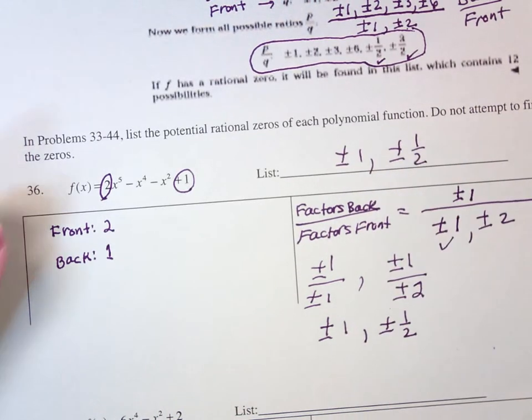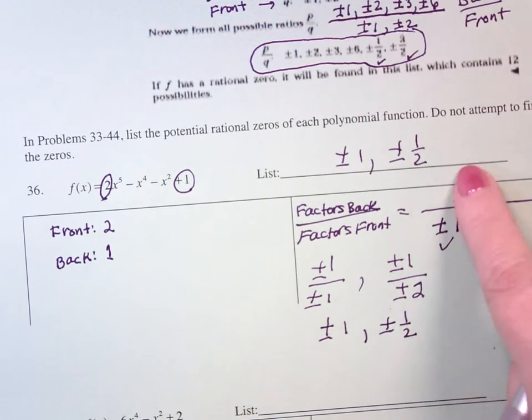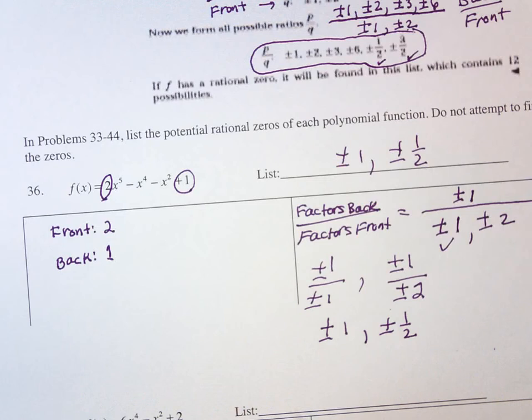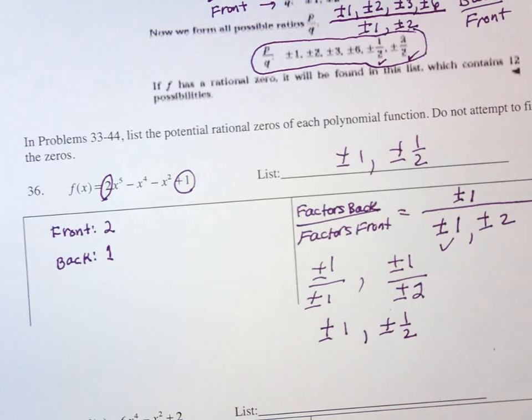I have 4 rationals. I've got a degree 5 that has max 5. I found 4 possibilities. Not all 4 of them will work because they could be irrational or they could be imaginary. So I can have rational roots, irrational roots, imaginary roots, or a combination of all 3. But some of these or all of these may or may not work. That's the next page.